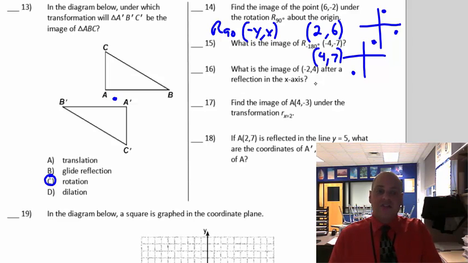Reflection over the x-axis, just change the sign of the y. Change the sign of the y. So it's negative 2, negative 4. You can also draw yourself a little graph.